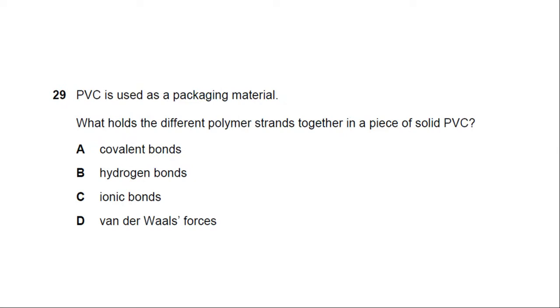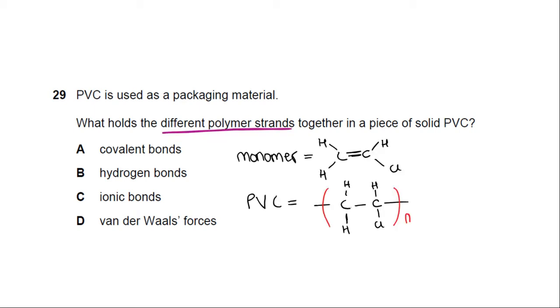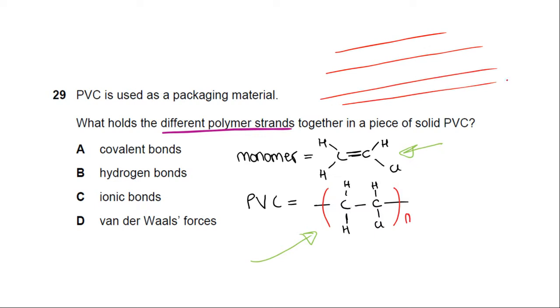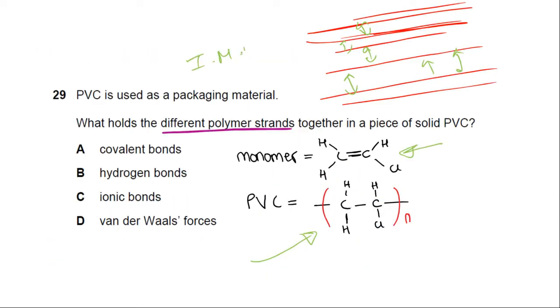Moving on. PVC is used as a packing material. What holds the different polymer strands together in a piece of solid PVC? So this is the monomer for PVC, which is basically chloroethene, and this is what PVC looks like. All right, it has such repeating units. Now it's true that PVC has covalent bonds, but do you really think that different strands of these covalently bonded structures will be held together by covalent bonds? That doesn't actually make sense. It's more like, how do covalent molecules stay intact? Right? What attracts covalent molecules together? And the answer is, if it's covalent, we look for your intermolecular forces of interaction, right?